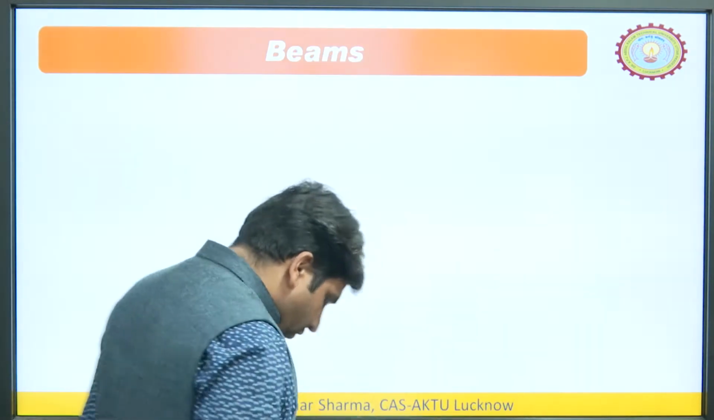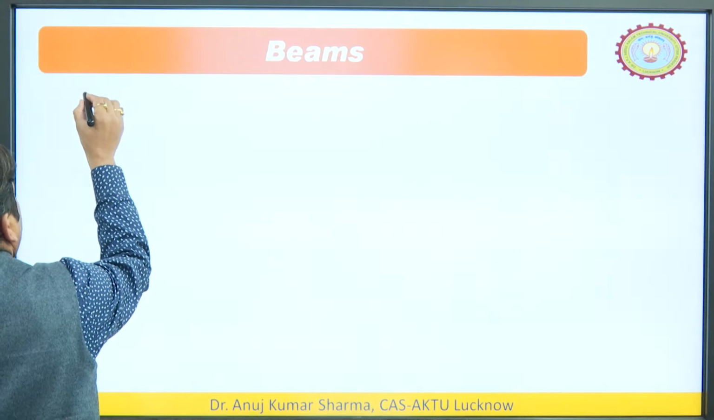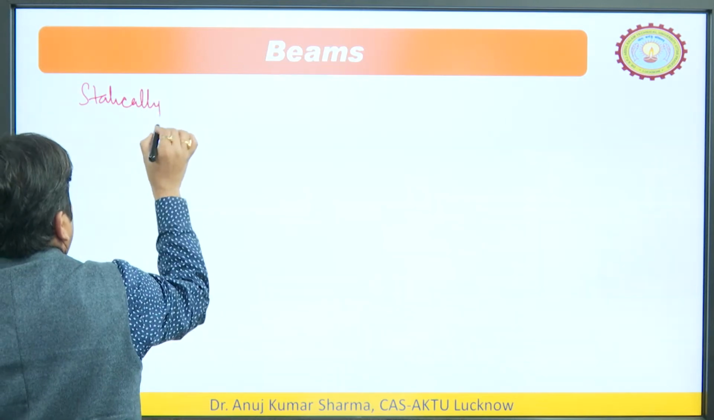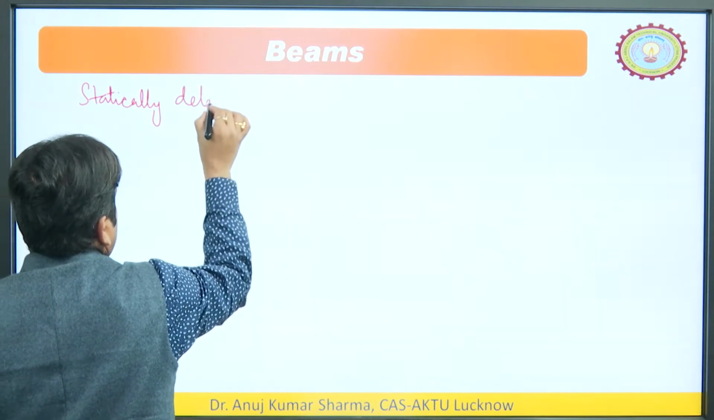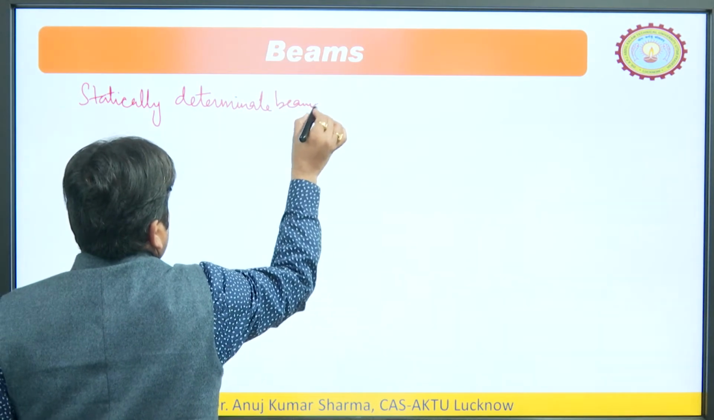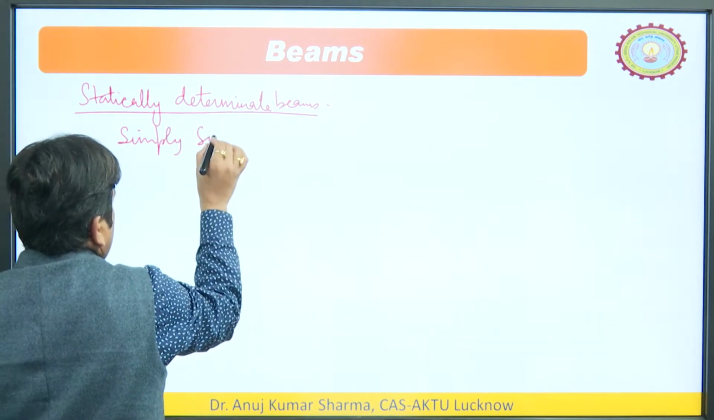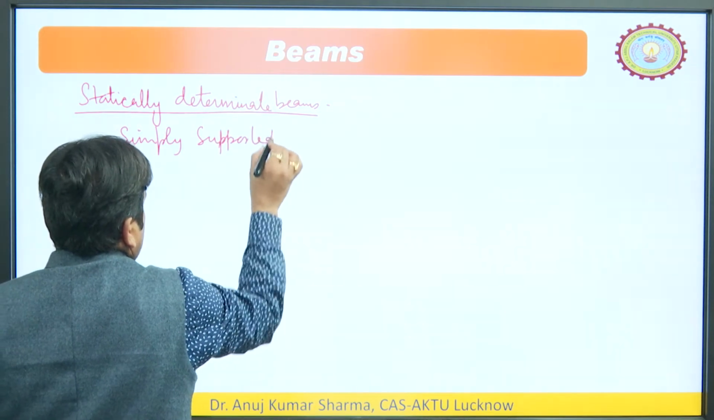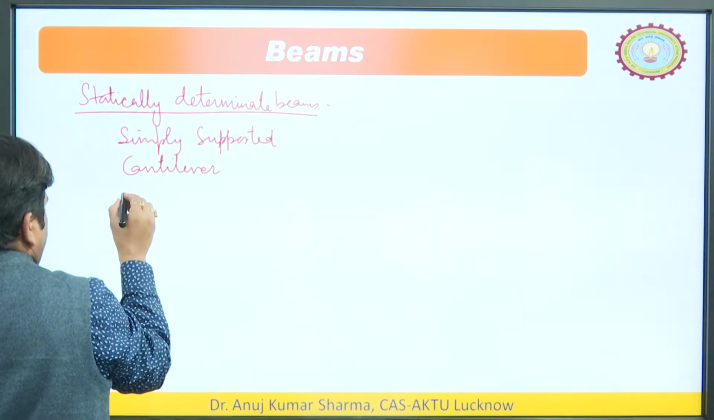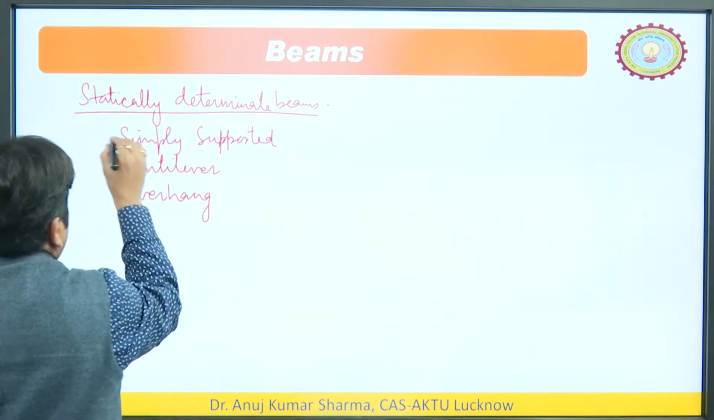Up to this point we know the different types of supports. There are three types of statically determinate beams: simply supported, cantilever, and overhang beam. So, these three beams we now know.